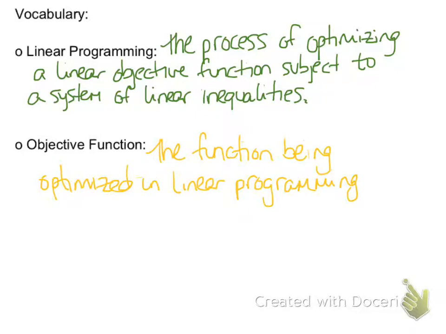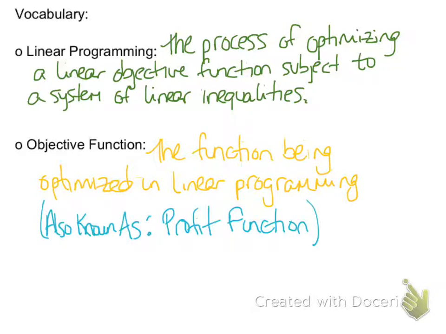The objective function is the function being optimized. In other words, typically it's going to be a profit function, so it's also known as a profit function. So if we sell something for $35 and we sell something for $38, how many of each do we need to make, given some constraints, to maximize our profit?